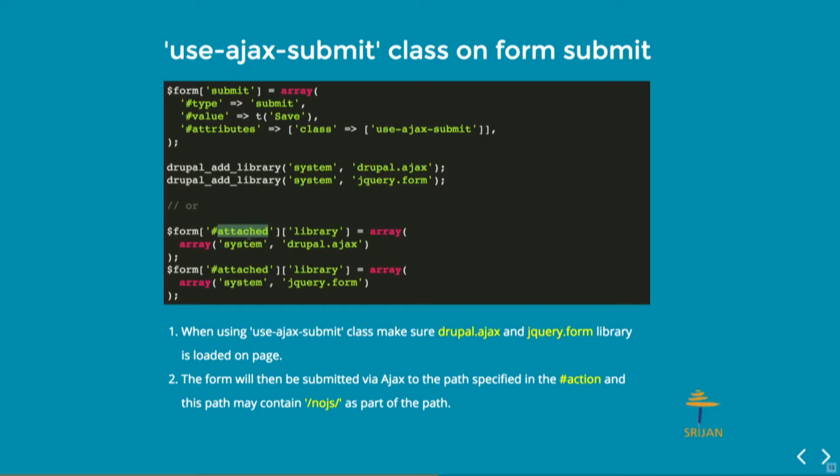Another option is you can use the #attached method and just make sure that these two libraries are attached. The same rule applies: it can have nojs as a part of the action of the form. When Drupal makes the Ajax request, it's going to replace this nojs with ajax if the XMLHttpRequest object is supported in the browser. Otherwise, it's going to be nojs, so you can easily degrade if the request is not made by Ajax.